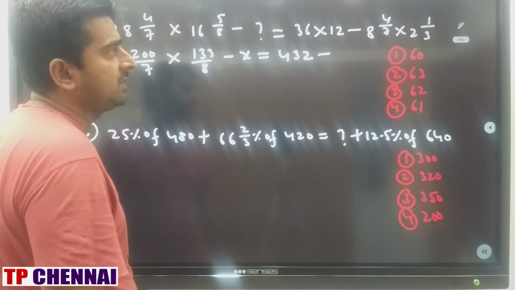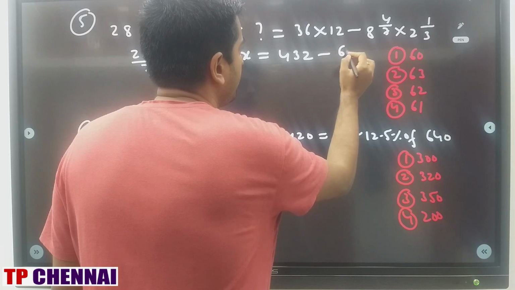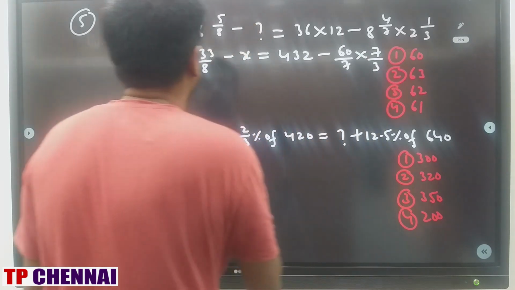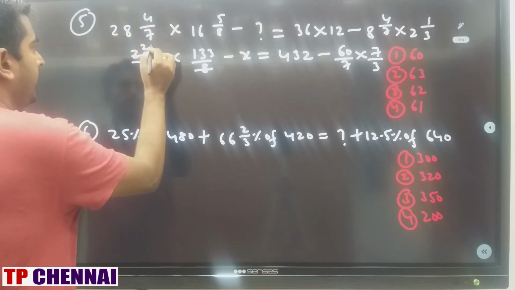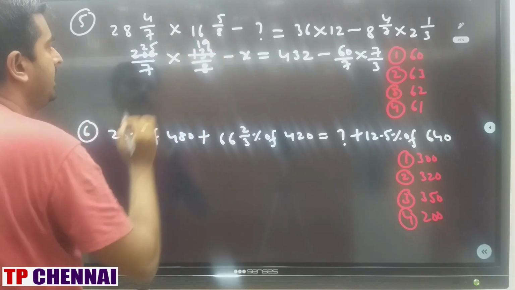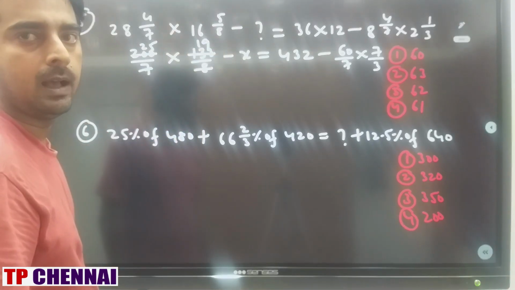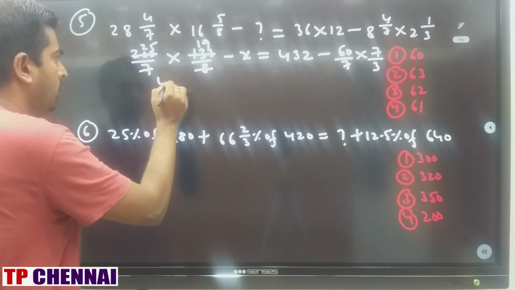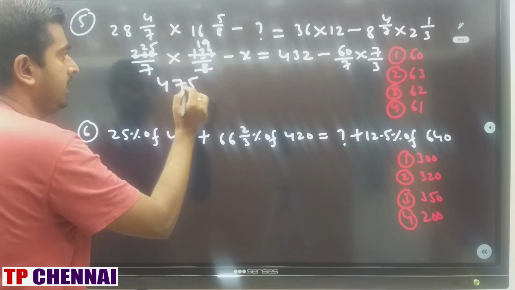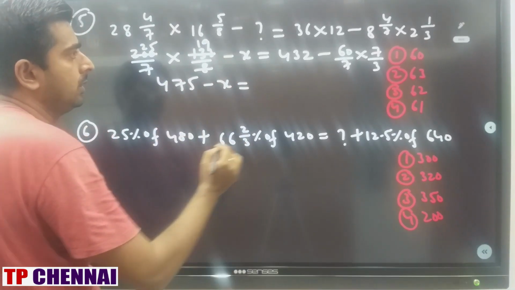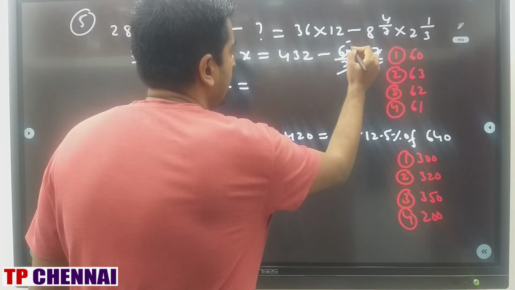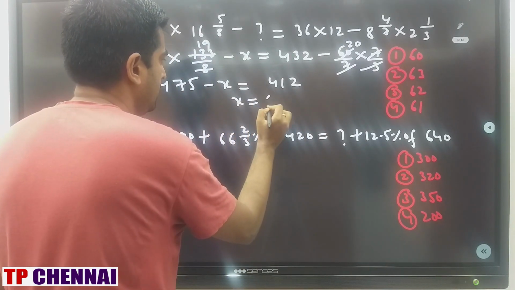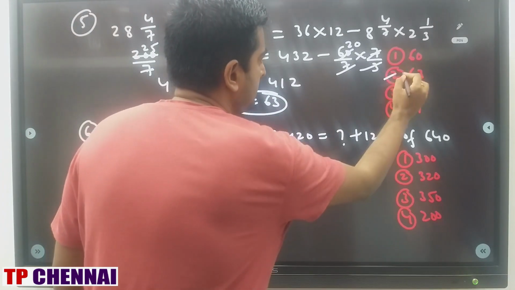minus what is 8 4 by 7? 60 by 7. What is 2 1 by 3? 7 by 3. 8 25s are 200, 7 19s are 133. What is 25 into 19? How to multiply a number by 25? Add 00, divide the number by 4. So 4 4s are 16, 4 7s are 475 minus x is equal to 7, 7 will go, 3 20s are 60, 432 minus 20 is 412. What is the value of x? 63. My answer is 63, which is second option.